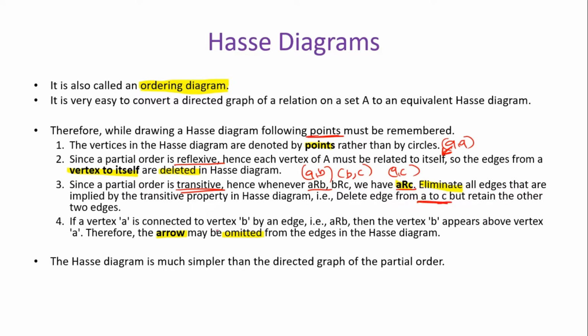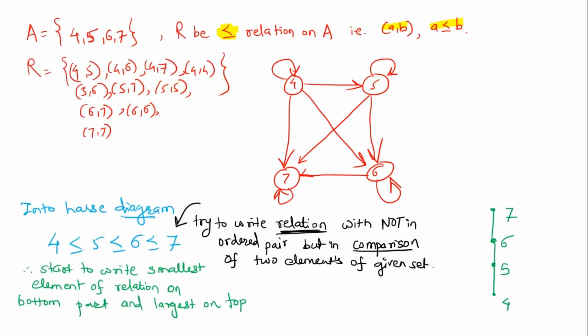If a vertex a is connected to vertex b by an edge, then vertex b appears above vertex a. For example, if you have the ordered pair (a, b) and there exists a relation a to b, we always write vertex a on the bottom and b on top, such that the edge has no arrow between them. Arrows may be omitted from edges in the Hasse diagram. The Hasse diagram is much simpler than the directed graph of the partial order.